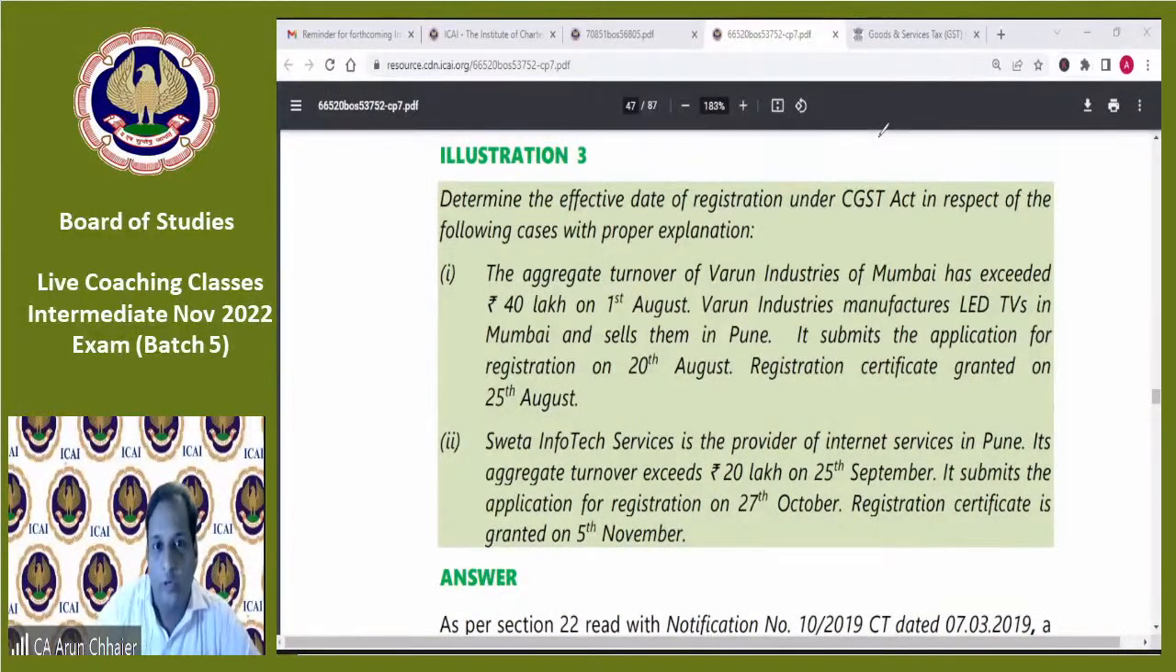Do not forget to give the comment or explanation with respect to the threshold limit. Do not forget to give the comment to exceed the threshold limit. Comment for taking the registration under section 22.